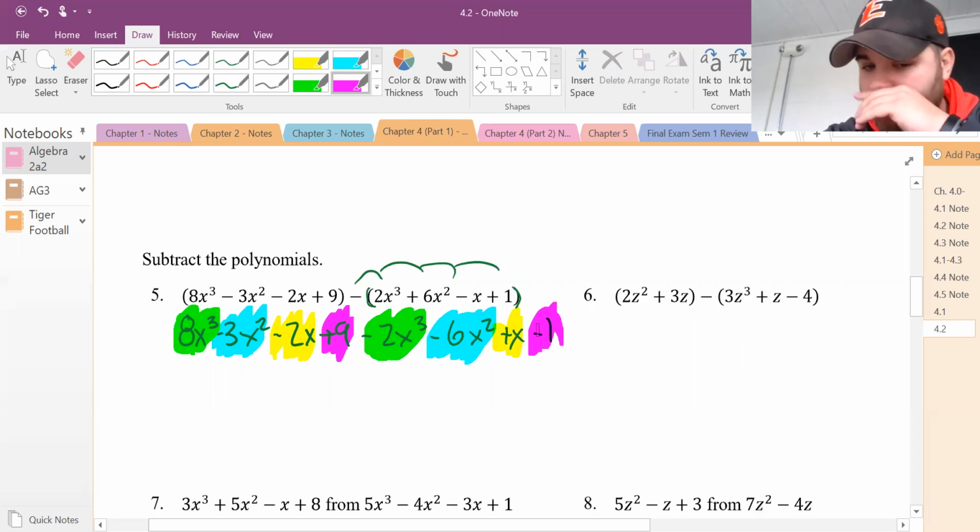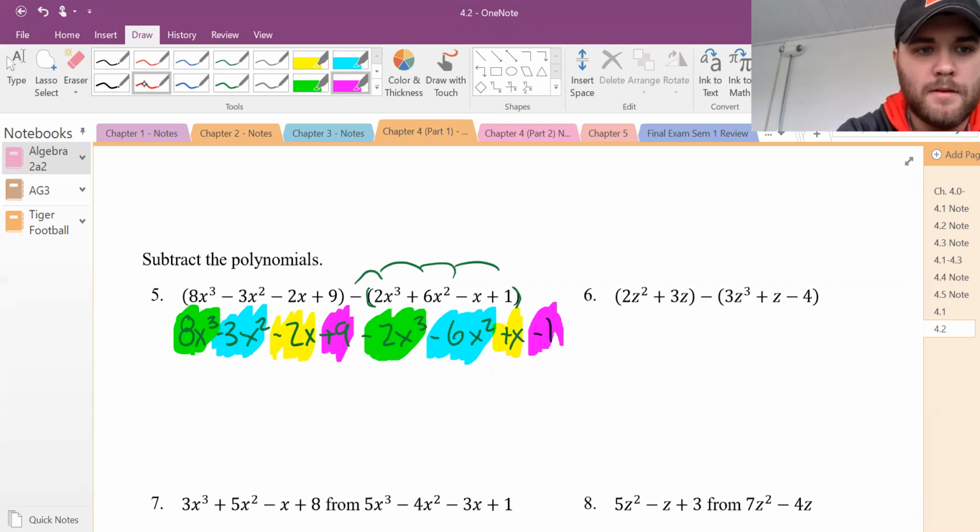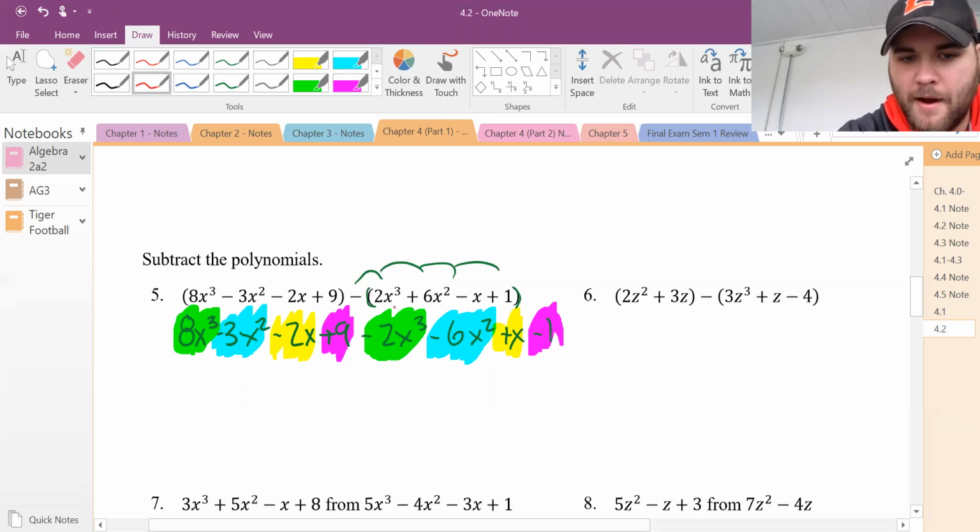Let's just combine them. No big deal. Okay, so we have 8x cubed minus 2x cubed is going to give me 6x cubed.